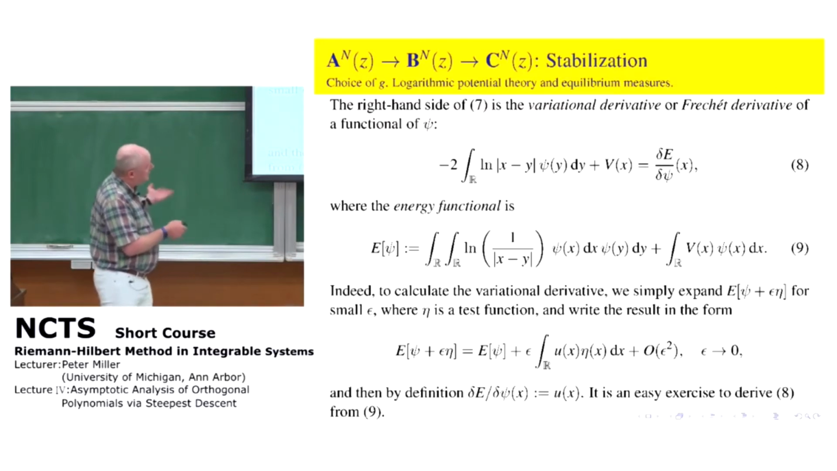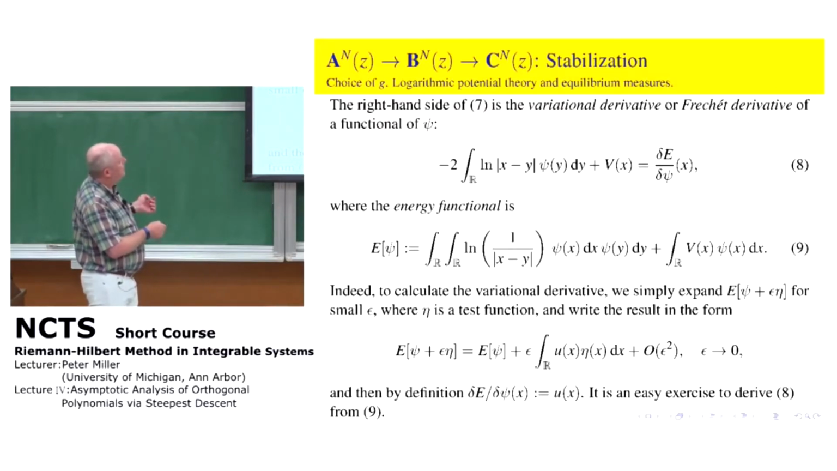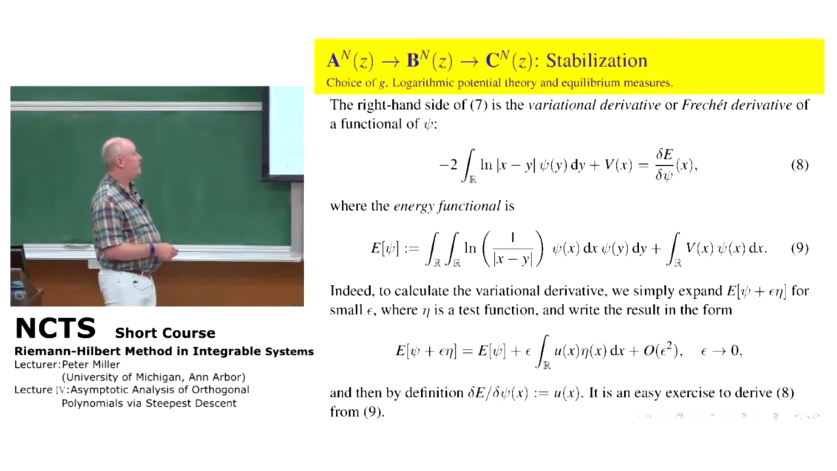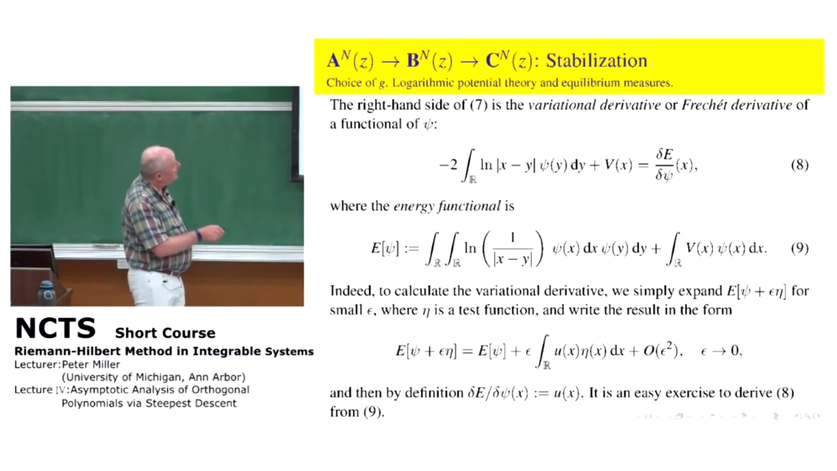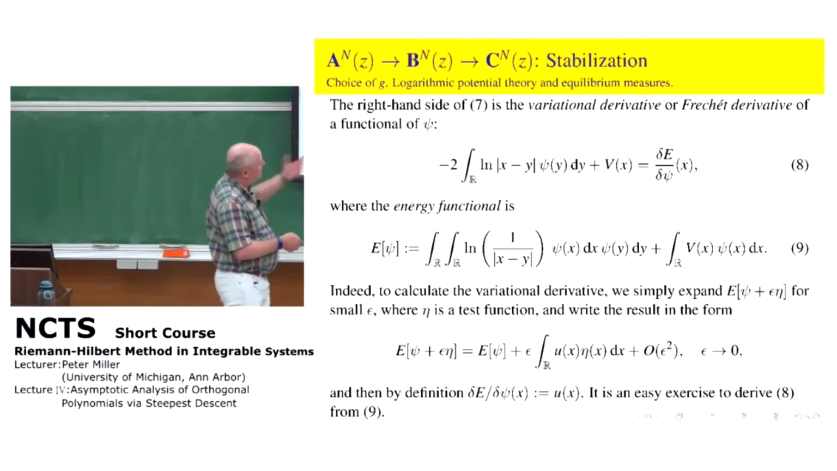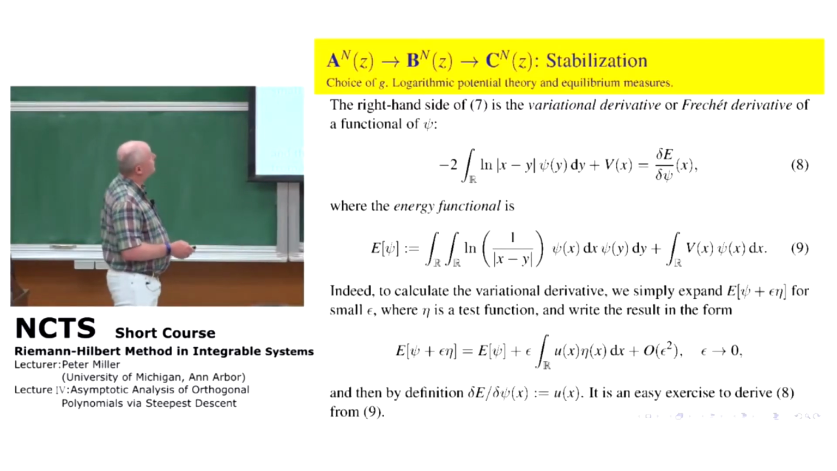Anyway, that's an interpretation of this E of psi, but the point is that if you go in here and you replace psi with psi plus epsilon times some test function, and you expand formally for small epsilon, the first term is just E of psi, and the second term is epsilon times the integral on the real line of something times this test function eta, plus smaller terms. And this U that's showing up, by definition, that's what we mean by delta E delta psi. And the point is that's exactly this expression here. That's exactly that expression. So there's some kind of physical interpretation creeping into this problem, whether we like it or not.